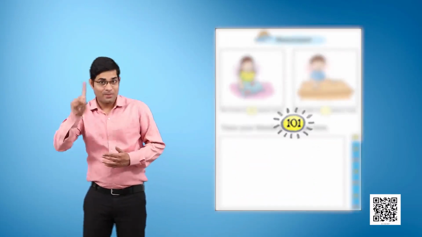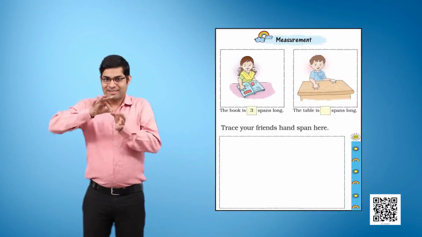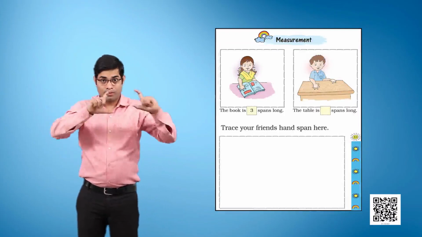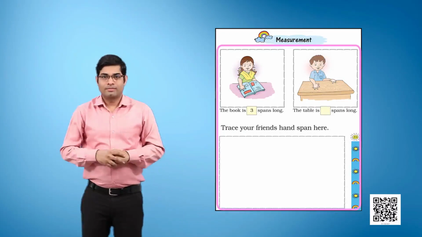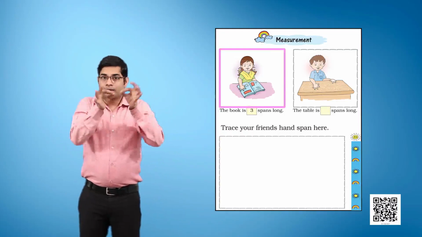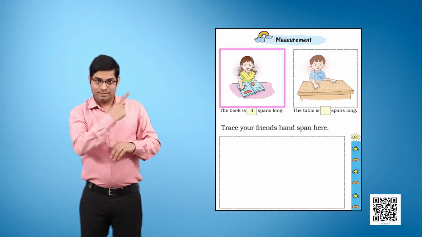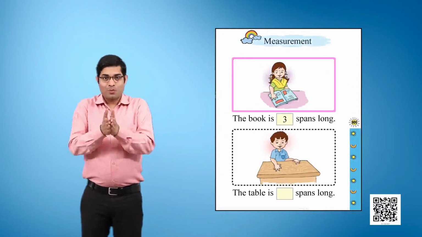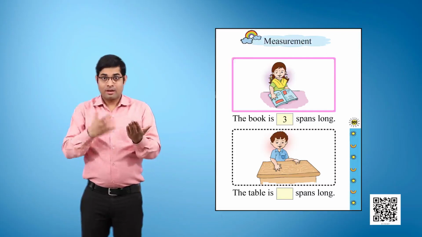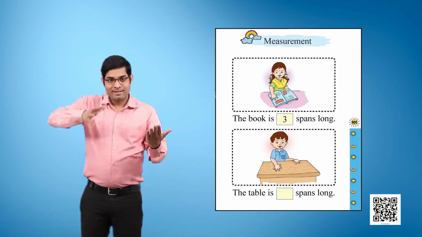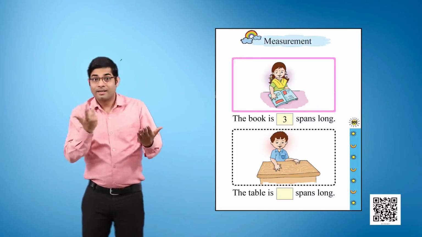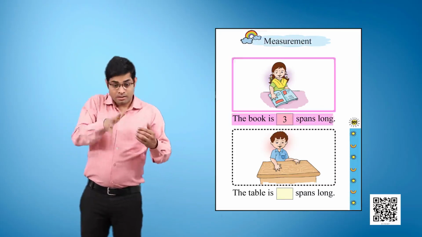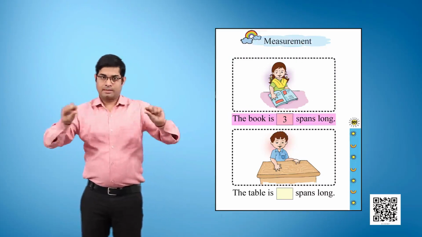Page 101. Measurement. This page has 3 pictures. Picture 1 is solved as an example. Picture 1 shows a girl measuring the book open in front of her with her hand span. The book is 3 spans long, is written beneath this picture.